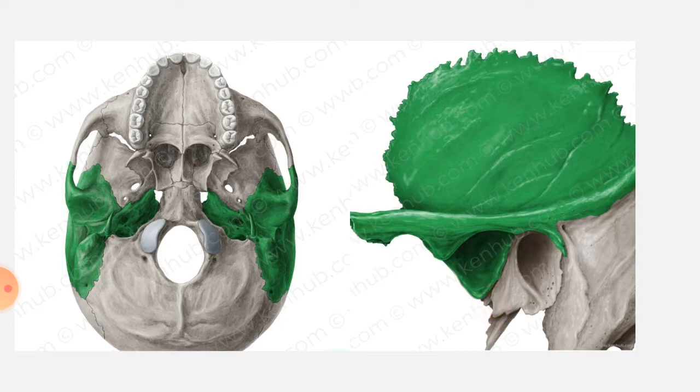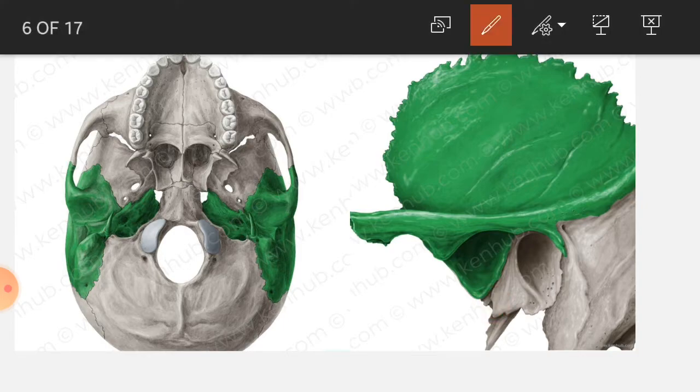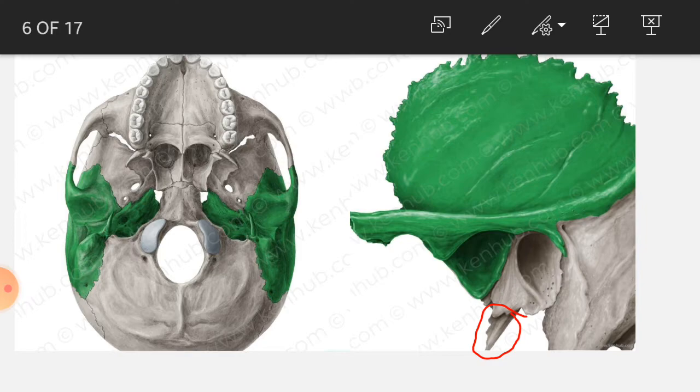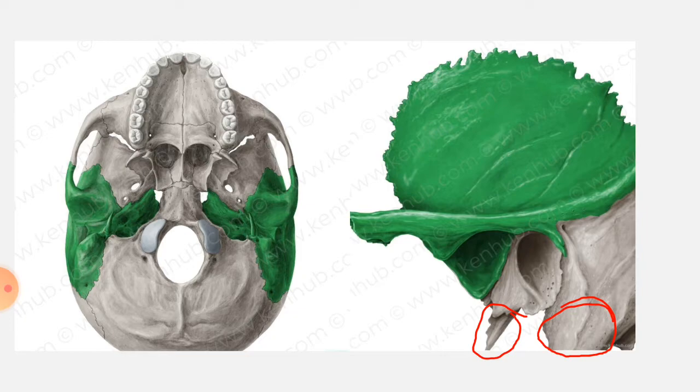This is the styloid process. This one over here is the styloid process, and this is a spine-like structure, a very sharp structure, and we know that the styloid process gives attachment to various muscles. Next is this part over here, which is the mastoid process, and I have already told you that you can feel it behind your ear, and it contains mastoid air cells.